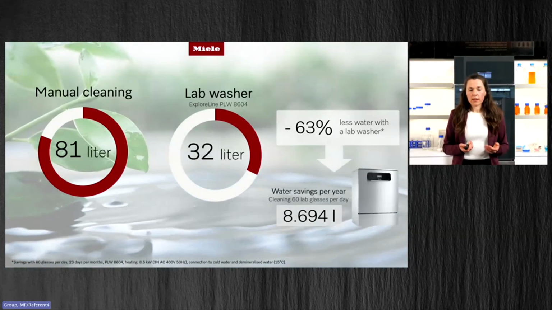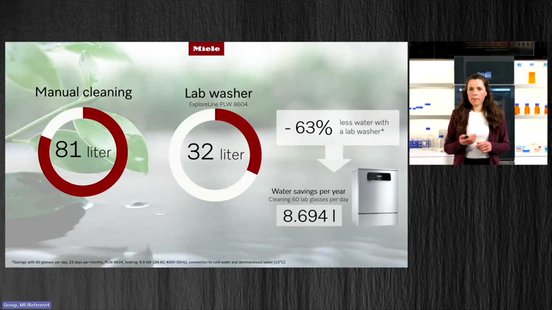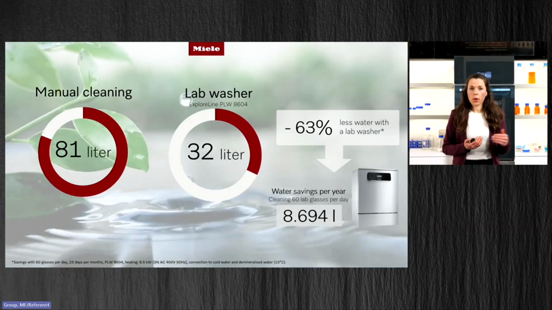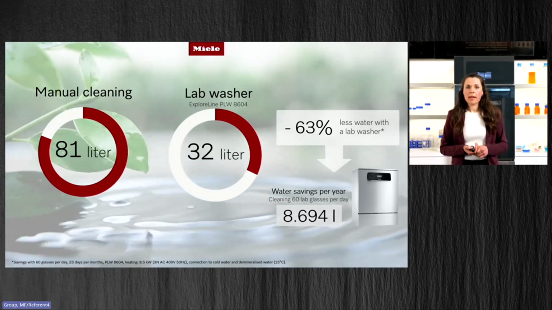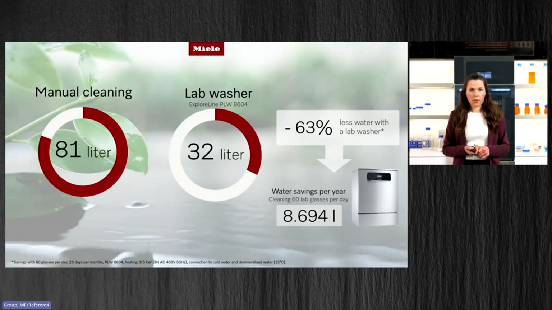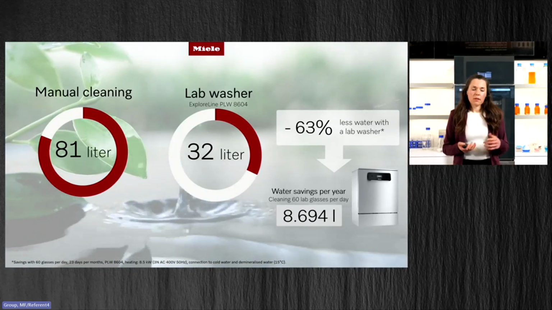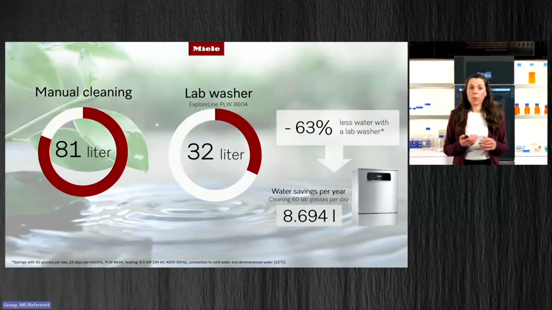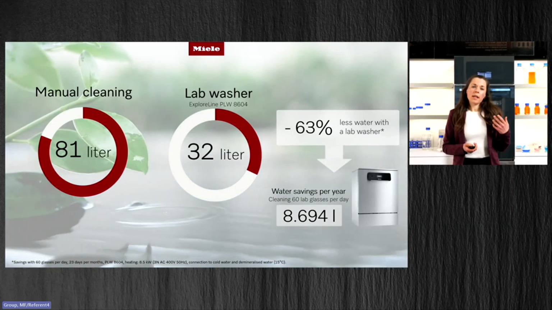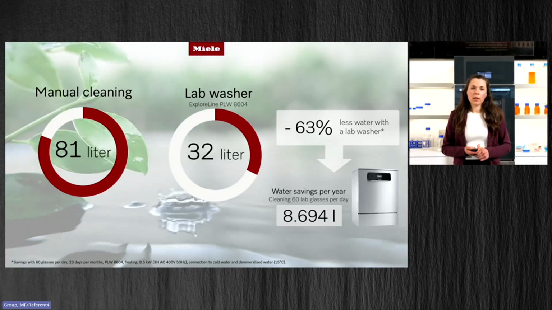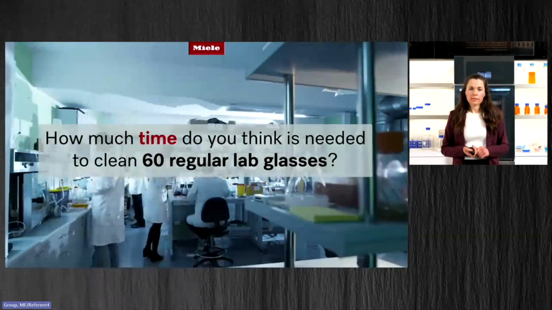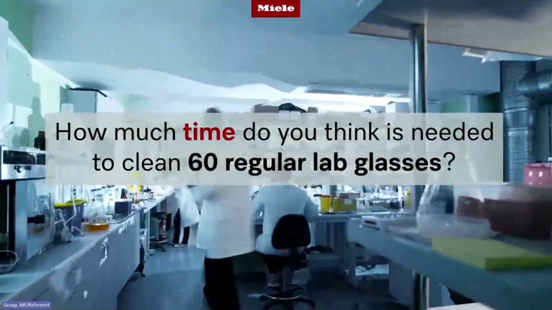So if you calculate it for a year, cleaning 60 lab glasses each workday, 23 days per month, you can save around 8,700 liters of water. And think about 8,700 bottles of water. That's a lot of water that you can save. So a lab washer can really enable a laboratory to become more sustainable. So let's move on to efficiency.